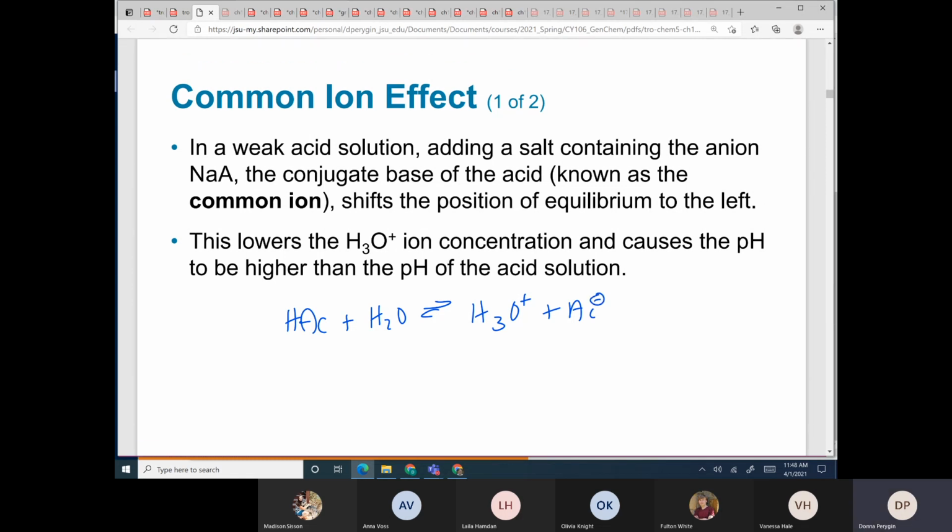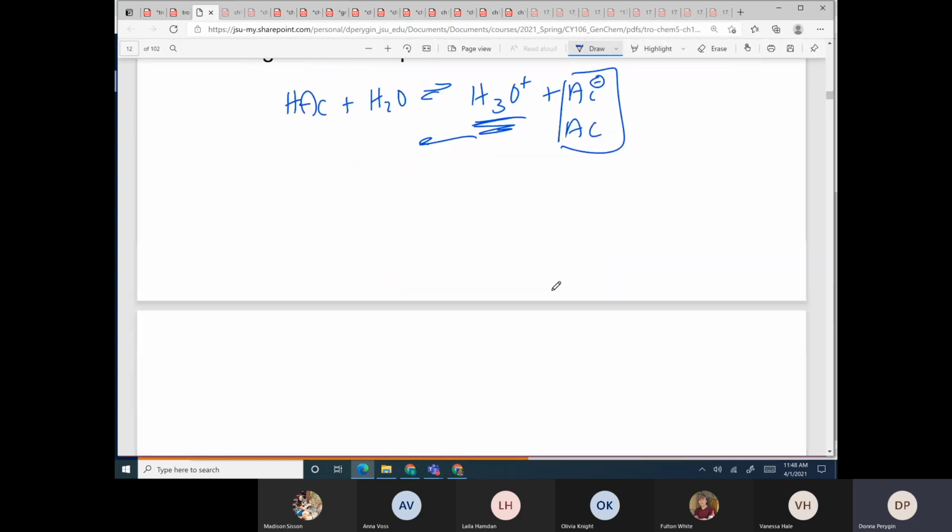So if you add a salt containing the anion, remember that was like sodium acetate, if you add more acetate, you're going to be increasing the concentration of acetate, and that's going to drive the equilibrium back toward the left. When you drive the equilibrium back toward the left, that's going to lower the H3O plus concentration, and cause the pH to be higher than the pH would have been in an acidic solution.